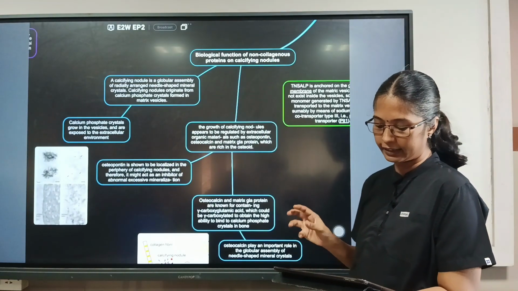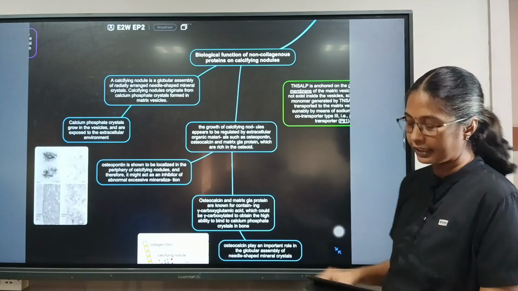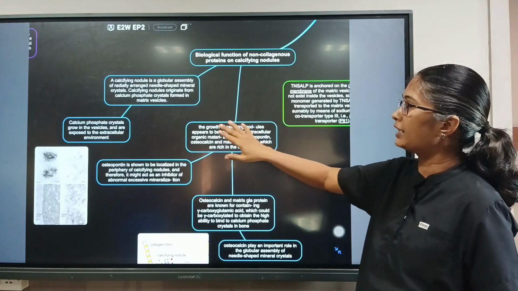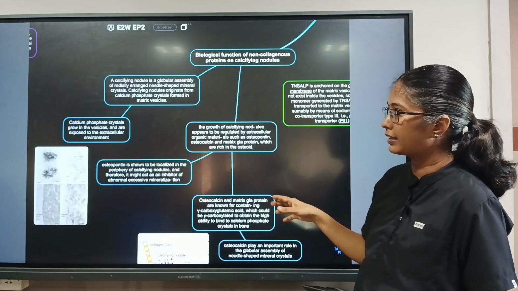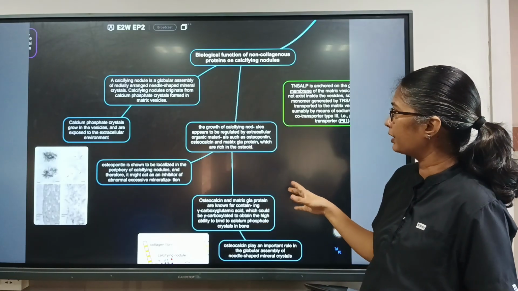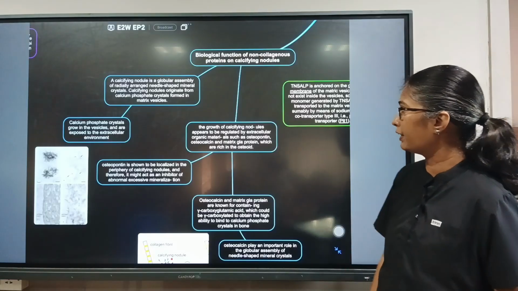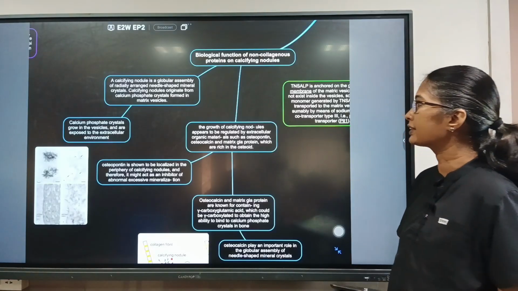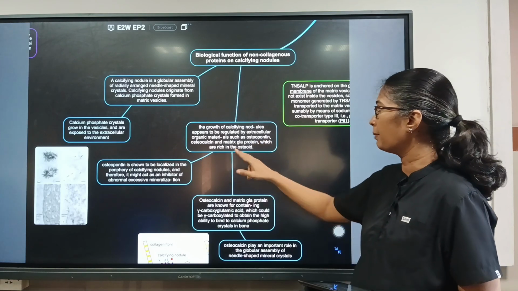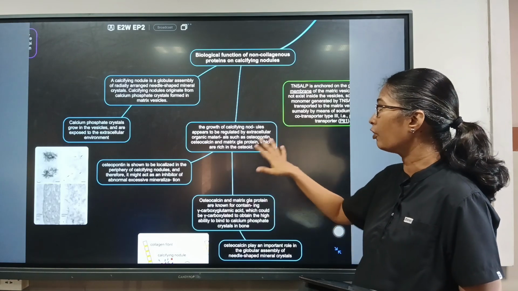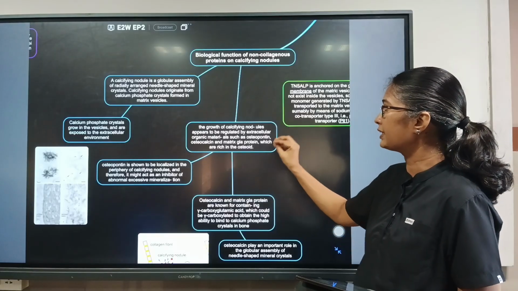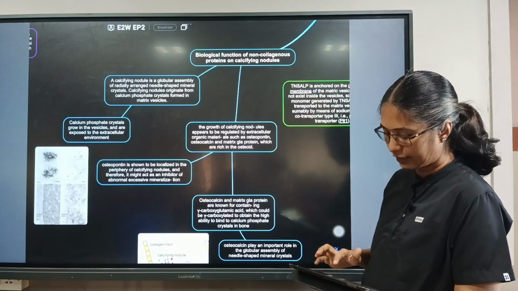It is a globular assembly of radially arranged needle-shaped mineral crystals, and the calcifying nodules originate from calcium phosphate crystals found in the matrix vesicles. These crystals grow in the vesicles and are exposed to the extracellular environment. The growth of the calcifying nodules appears to be regulated by extracellular organic materials such as osteopontin, osteocalcin, and matrix GLA protein, which are rich in the osteoid. So these extracellular non-collagenous substances help in regulating the calcifying nodules.